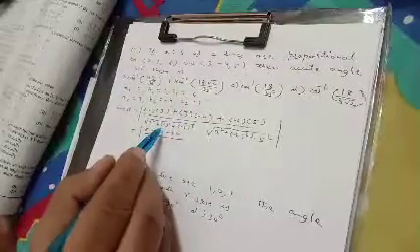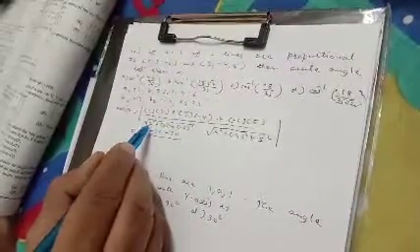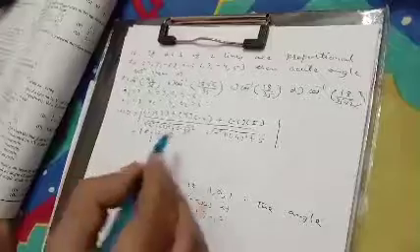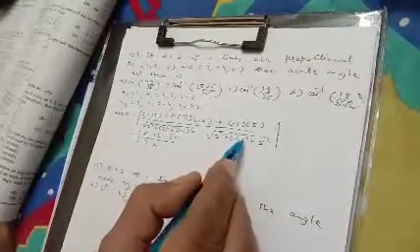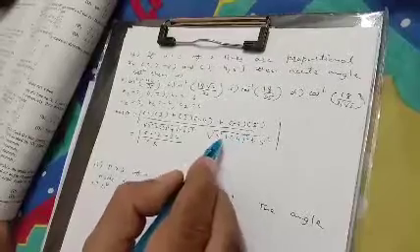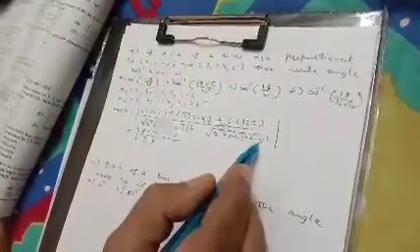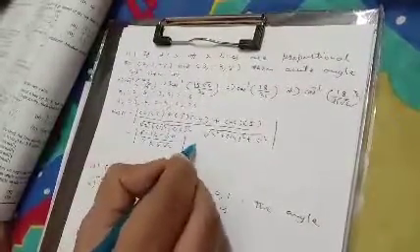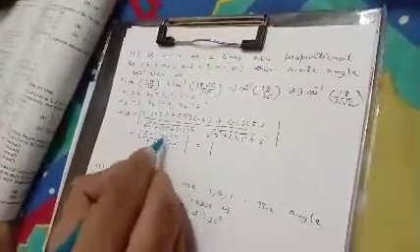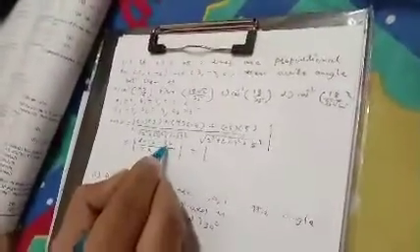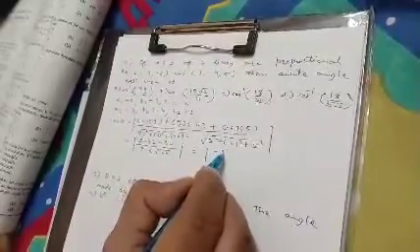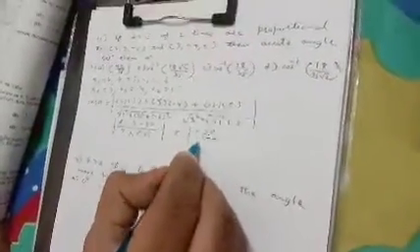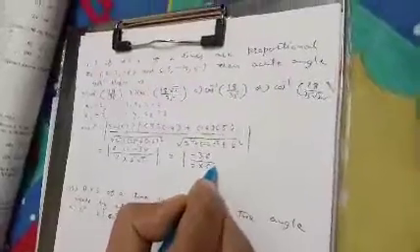So 36 plus 9 is 45, plus 4 is 49. 49 is a perfect square, so its square root is 7. 3 square 9, minus 4 square 16. 9 plus 16 is 25, plus 25, root 50, that is 5 root 2. Equal to mod minus 12 minus 30, it is minus 42 plus 6, so minus 36, divided by 7 into 5 root 2.